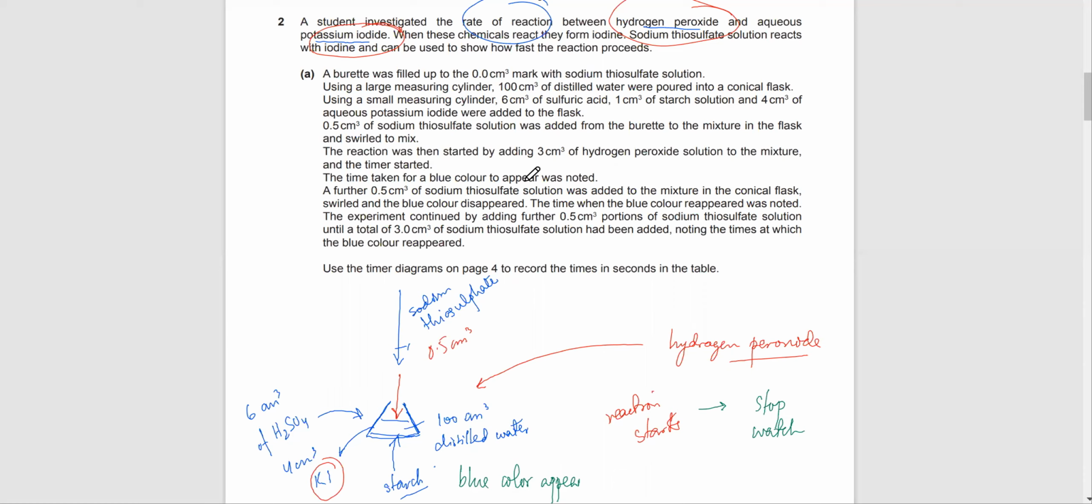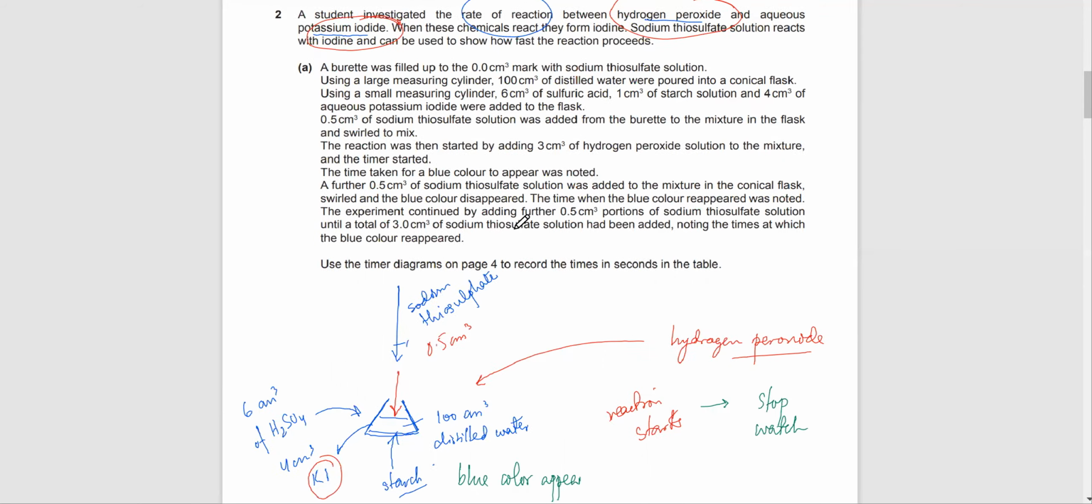And then he says a further 0.5 cm3 of thiosulfate solution was added to the mixture in the conical flask and whirled, and the blue color disappeared. The time when the blue color reappeared was noted. The experiment continued by adding 0.5 cm3 portions of thiosulfate until a total of 3 cm3 had been added, noting the times at which the blue color appears.